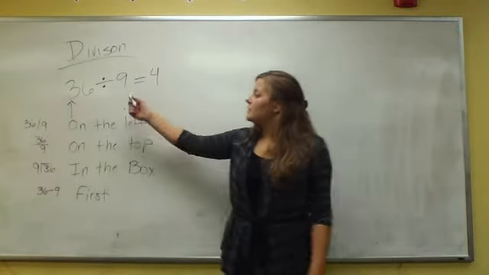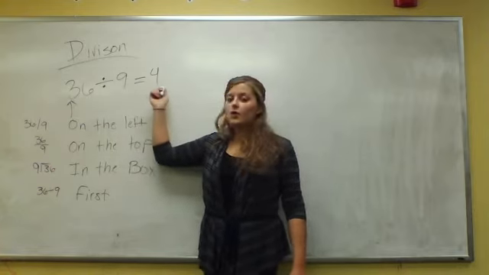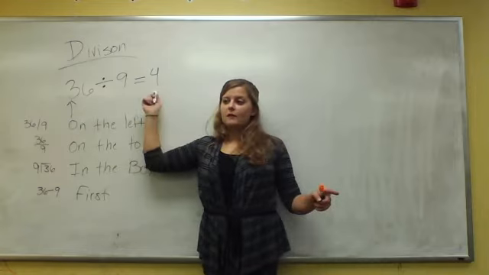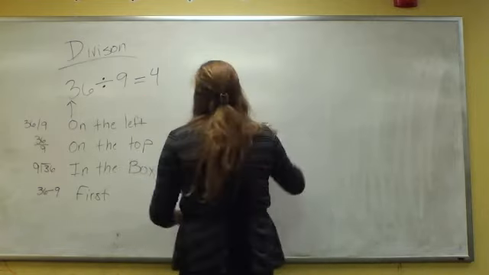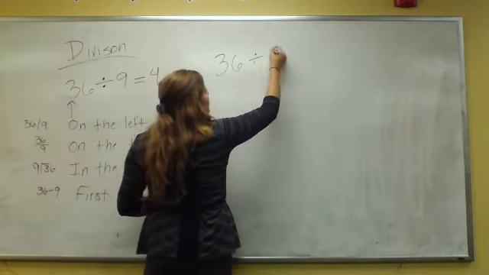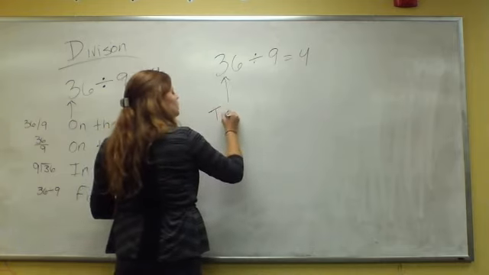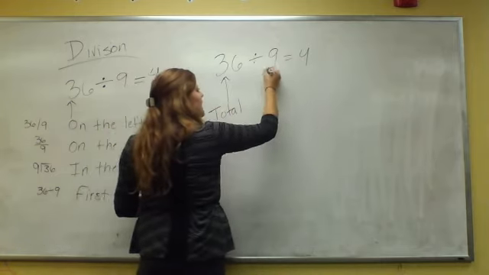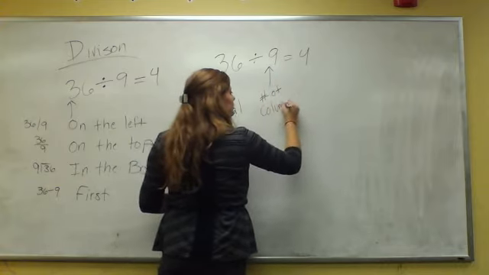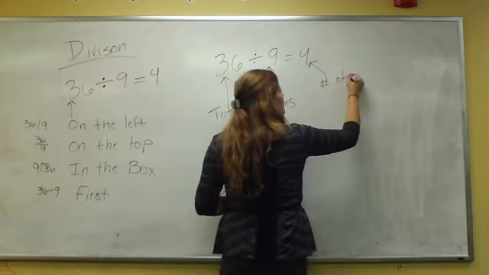Okay, so remember, division. 36 divided by 9 is? 4. It is 4 because 9 goes into 36 4 times. Another thing I told you guys yesterday: I've got 36 divided by 9 is 4, right? 36 is my total. 9 is my number of columns. 4 is my number of rows.